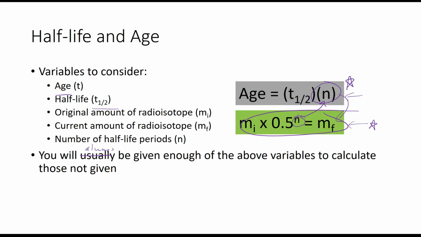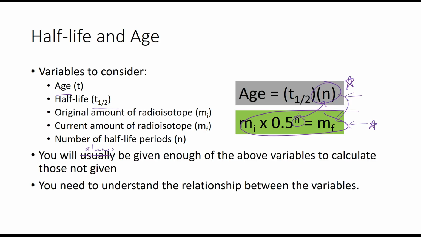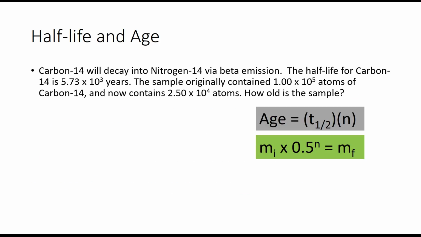So let's take this into account. I'm going to walk you through this carbon-14 question, but we need to understand the relationship between variables and how we can use some to figure out the others. So here's our carbon-14 question again. We know certain values. We know the half-life for carbon is 5,730 years. So I'm just going to write these out. T1/2 equals 5.73 times 10 to the third. So I know that value in that equation.